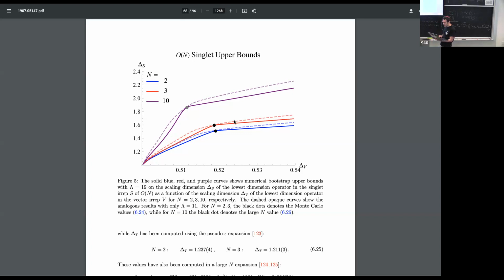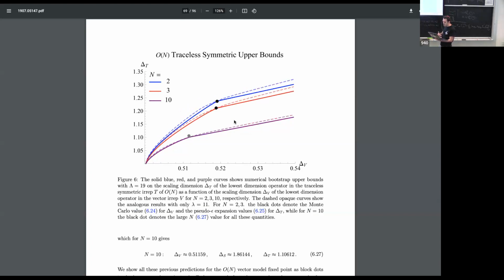Okay, so this is an interesting fact about the bound of singlet versus external. You can do an analogous bound for the traceless symmetric representation, which also contains an even spin zero operator. It's a little bit harder to see, but there's also a kink, which is also where Monte Carlo or large N predicts the values of these theories to lie.